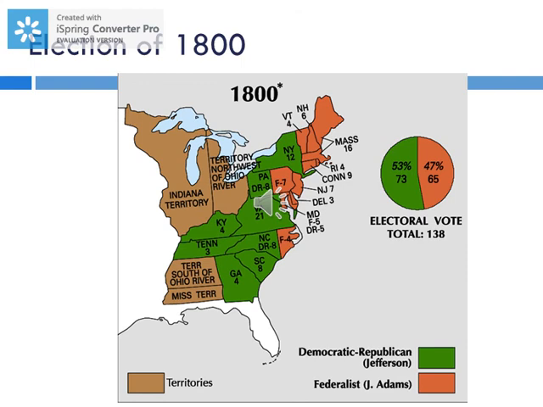Now here's the election of 1800. In this one, Democratic Republican Jefferson wins. Look at where his support comes from, okay? And you could see how the country split up based on political lines.